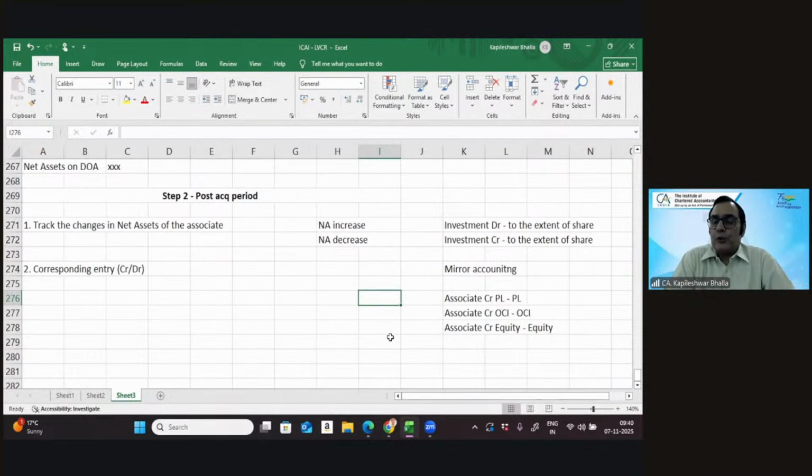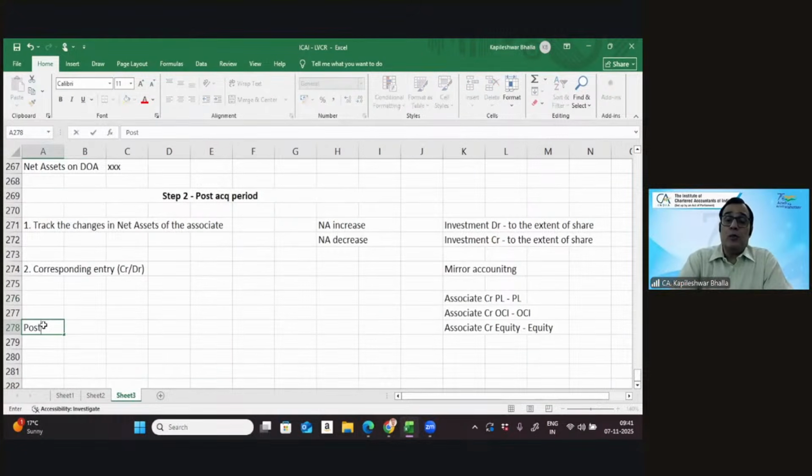about identifying the goodwill. And in step number two, it's all about tracking the changes in the net assets. I think that makes a good point, but I have a small question for you at this stage. When you consider the post-acquisition profit of the associate, are you going to consider the book profits or are there any adjustments to be done as well?